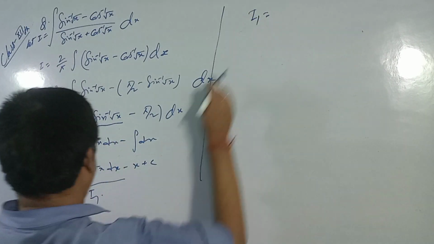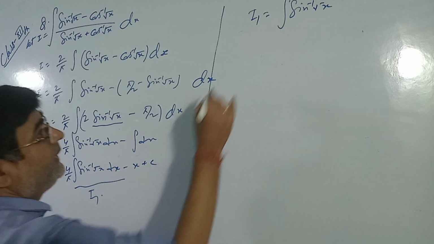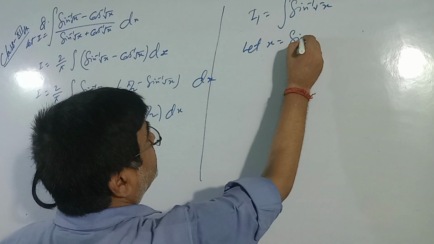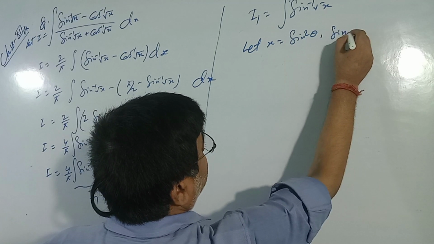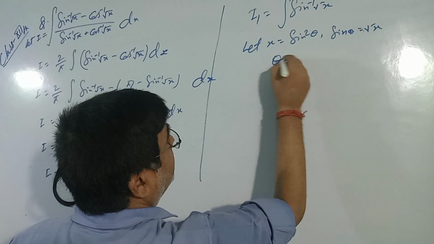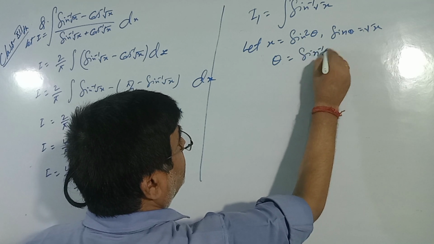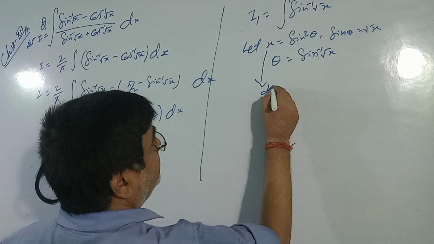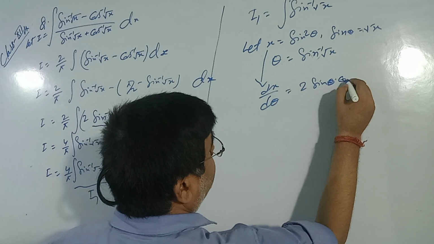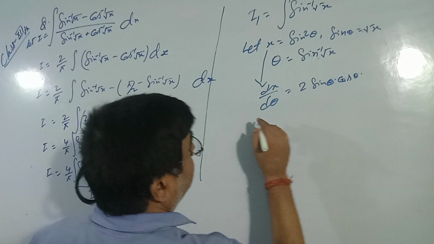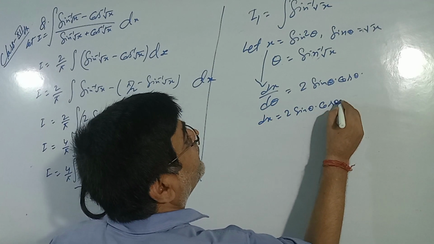I1 equals integral of sin inverse root x. Let x equals sin square theta, so sin theta equals root x and theta equals sin inverse root x. Also, dx by d theta is the derivative of sin square theta, which is 2 sin theta into cos theta, so dx equals 2 sin theta cos theta d theta.